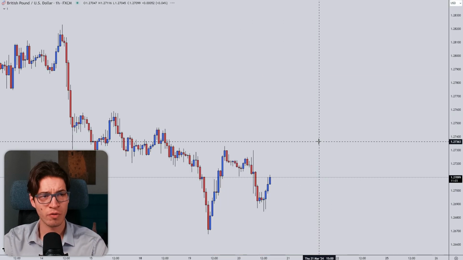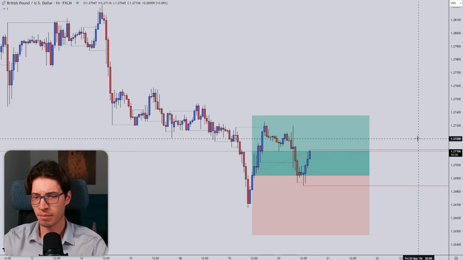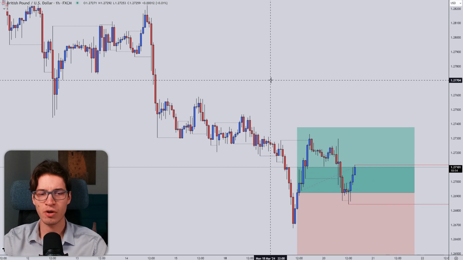Okay, so moving on to the pound and US dollar. So for this one, I am in a buy setup. This is the internal reversal entry. I'm not gonna go too much into it.